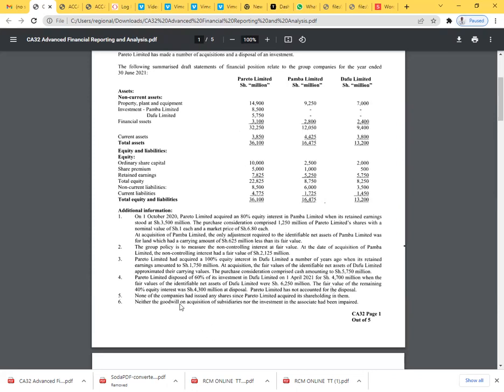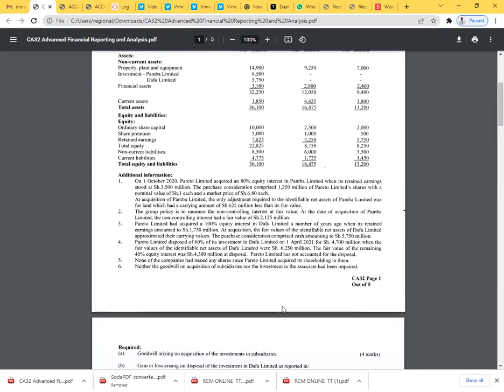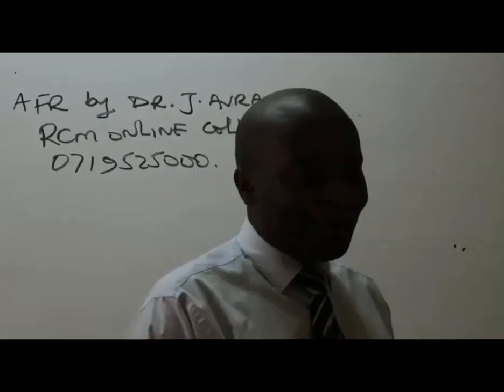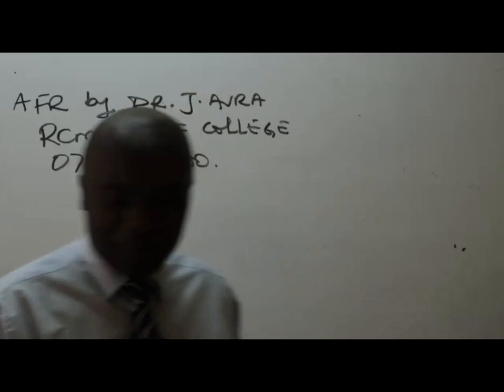Five, none of the companies had issued any shares since Pareto Limited acquired its shareholding in them. Six, neither the goodwill on acquisition of subsidiaries nor the investment in the associate had been impaired. So there is no impairment of goodwill. A, goodwill arising on acquisition of the investee in the subsidiaries. This is fairly a straightforward question, which I'll be able to get all the marks.